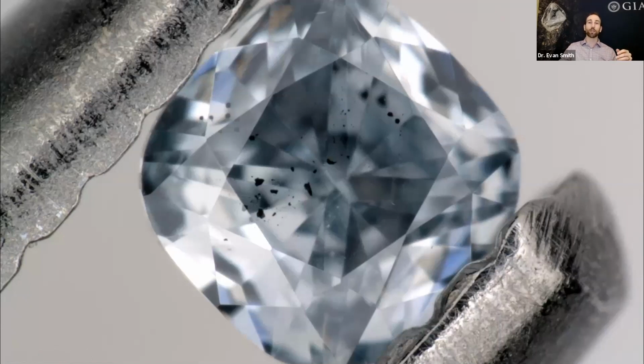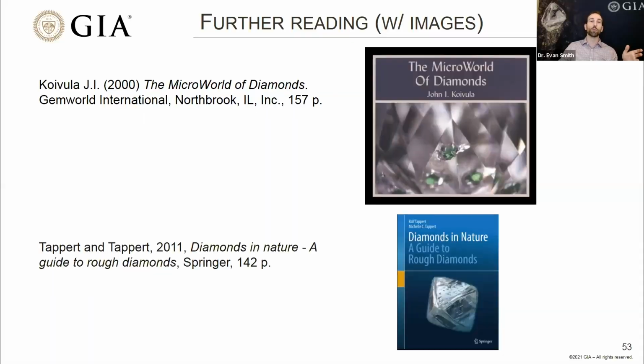Now, I've showed you some of my own inclusion pictures here, but if you'd like to see more examples of inclusion pictures, I would direct you to these two books here. They have lots of great pictures of inclusions in diamonds with some explanations of what these inclusions are. One is The Micro World of Diamonds, and the other is Diamonds in Nature. So both of these diamond books have lots of great pictures of inclusions that if you want to see more images to compare with, maybe to compare with your own diamonds, I would direct you here for some more helpful images.